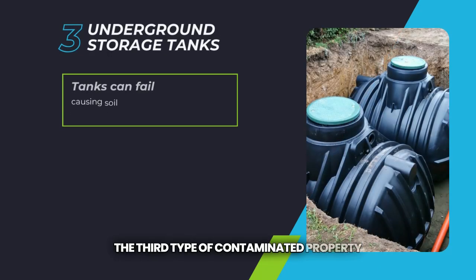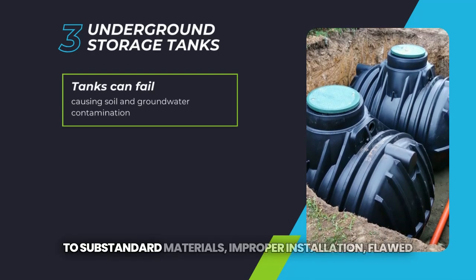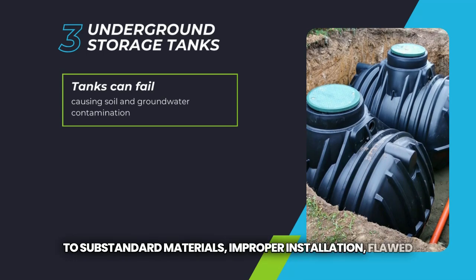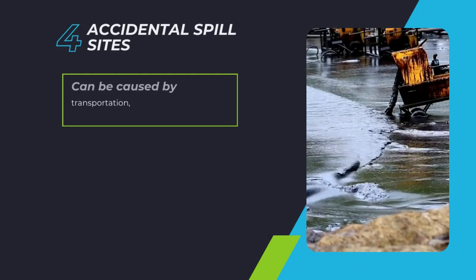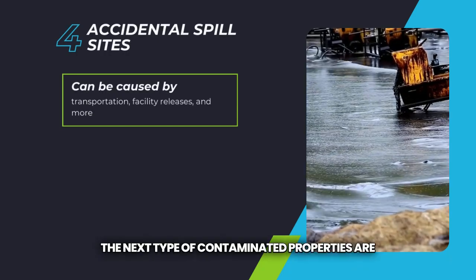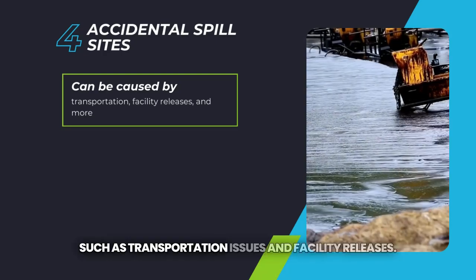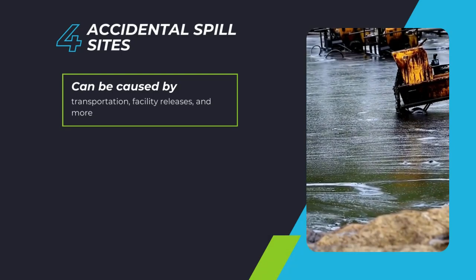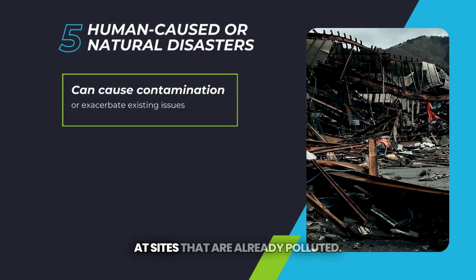The third type of contaminated property stems from underground storage tanks. These tanks can sometimes fail due to substandard materials, improper installation, flawed operating practices, or inadequate maintenance, leading to soil and groundwater contamination. The next type of contaminated properties are accidental spill sites, which can come about due to a variety of different reasons, such as transportation issues and facility releases. Human-caused pollution or natural disasters can lead to land contamination and exacerbate issues at sites that are already polluted.